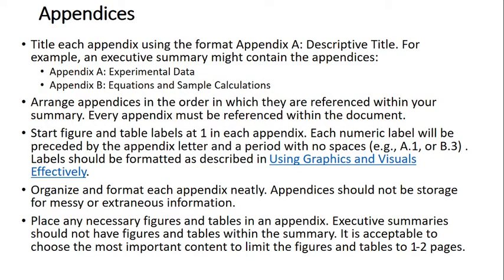Appendices. Create a new appendix for each category of content. Title each appendix using the format Appendix A, followed by a descriptive title. For example, an executive summary might contain Appendix A, experimental data, and Appendix B, equations and sample calculations. Arrange appendices in the order in which they are referred to within your summary.